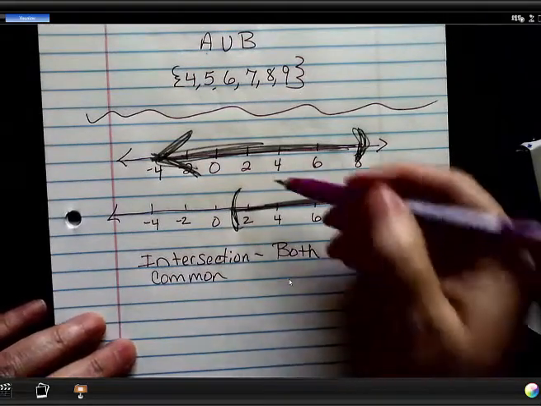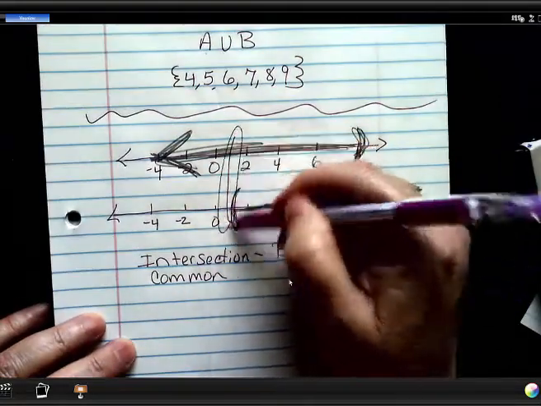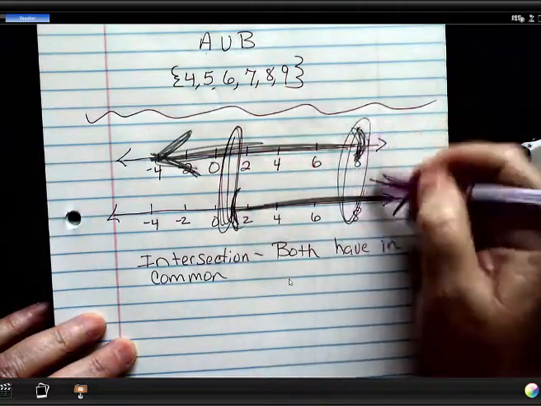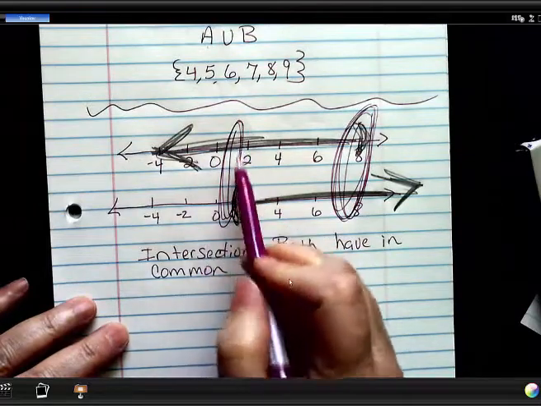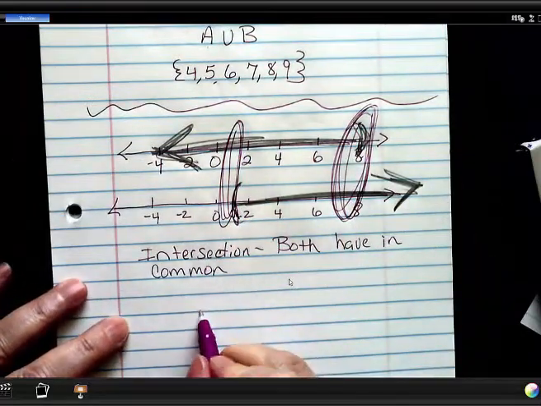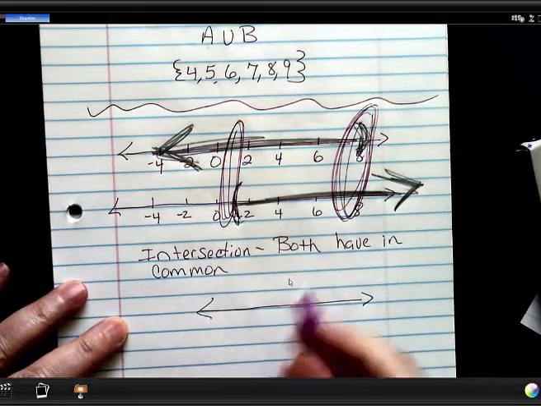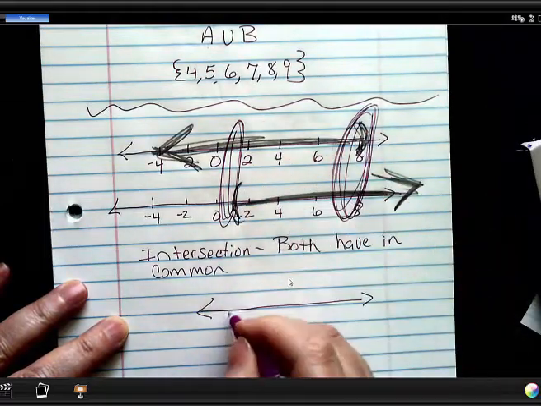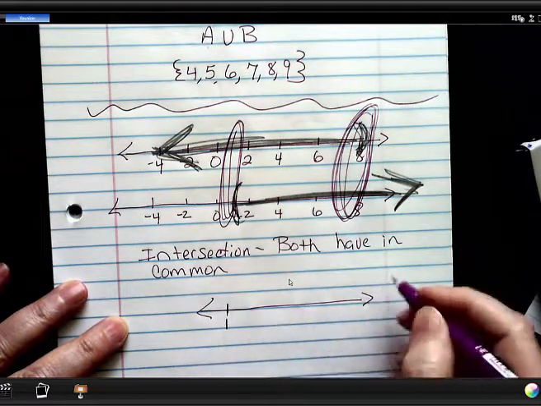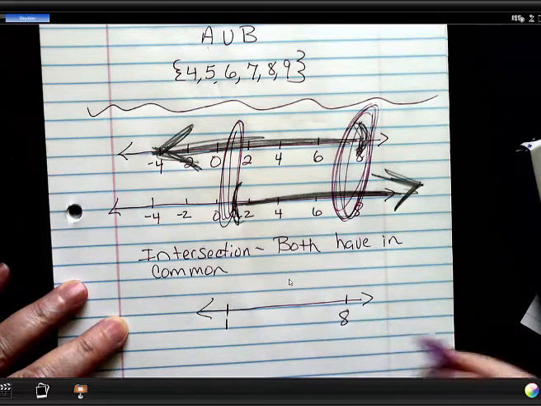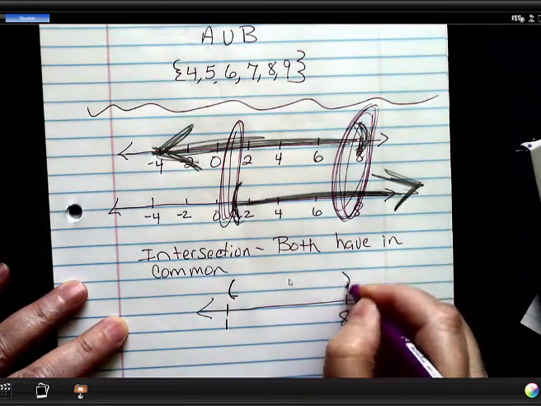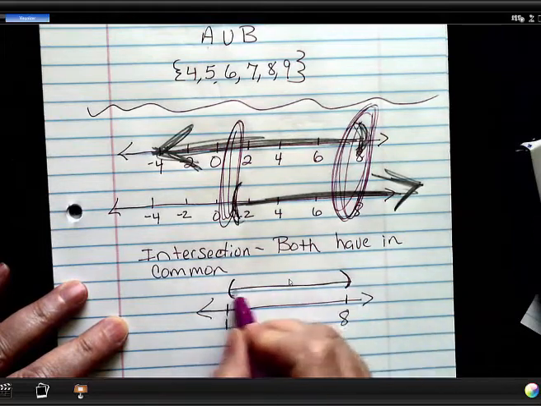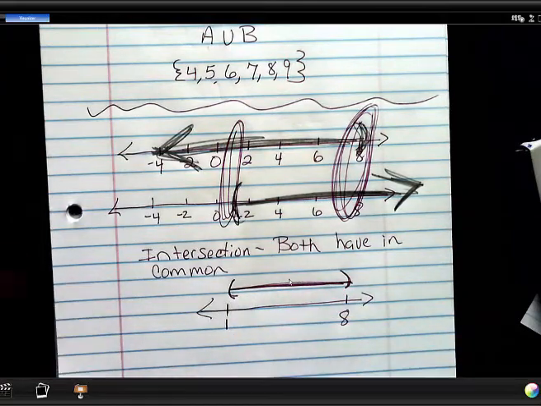So an intersection is here to here. Now those parentheses make a difference. The intersection of this would be, now this was a 1, by the way, a 1 and an 8, where they would have parentheses on both ends. And that's what an intersection looks like on a graph.